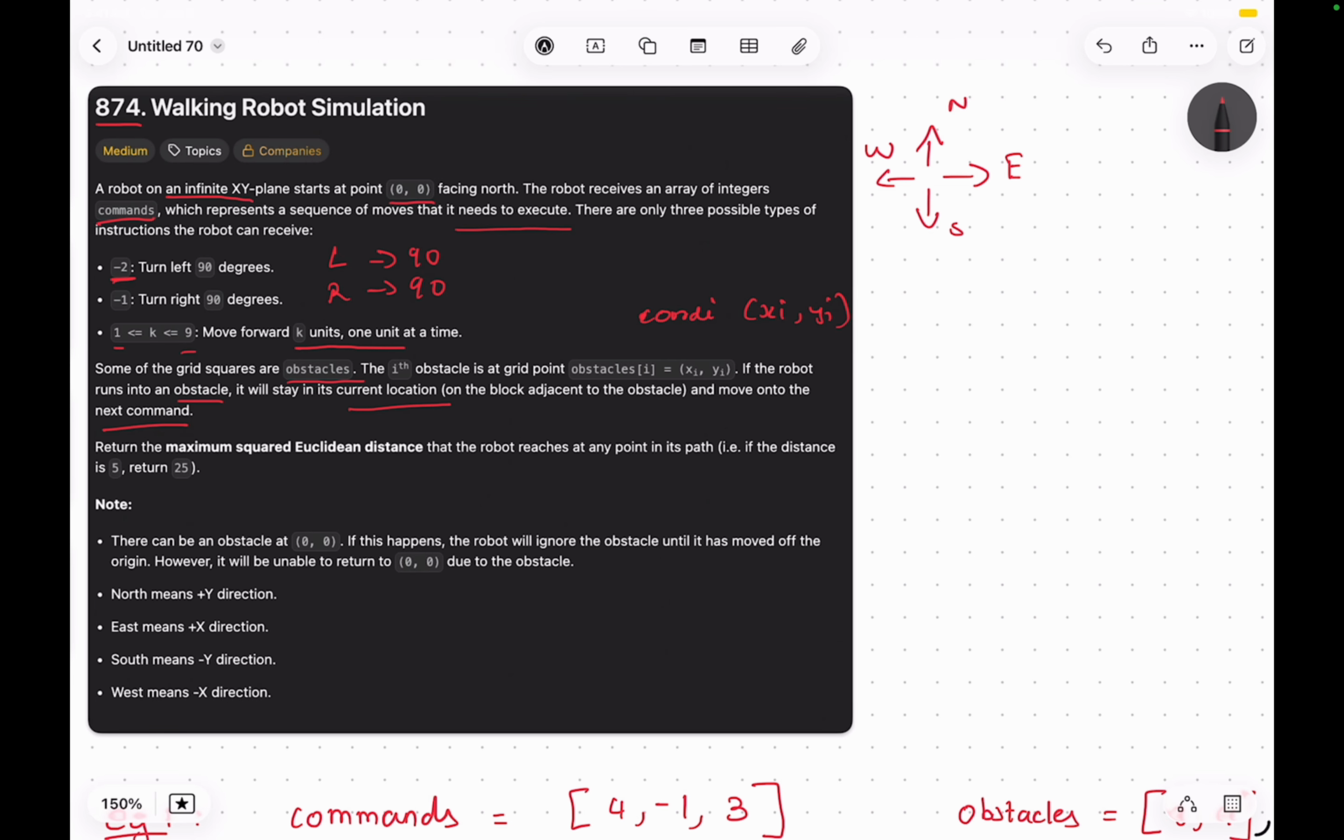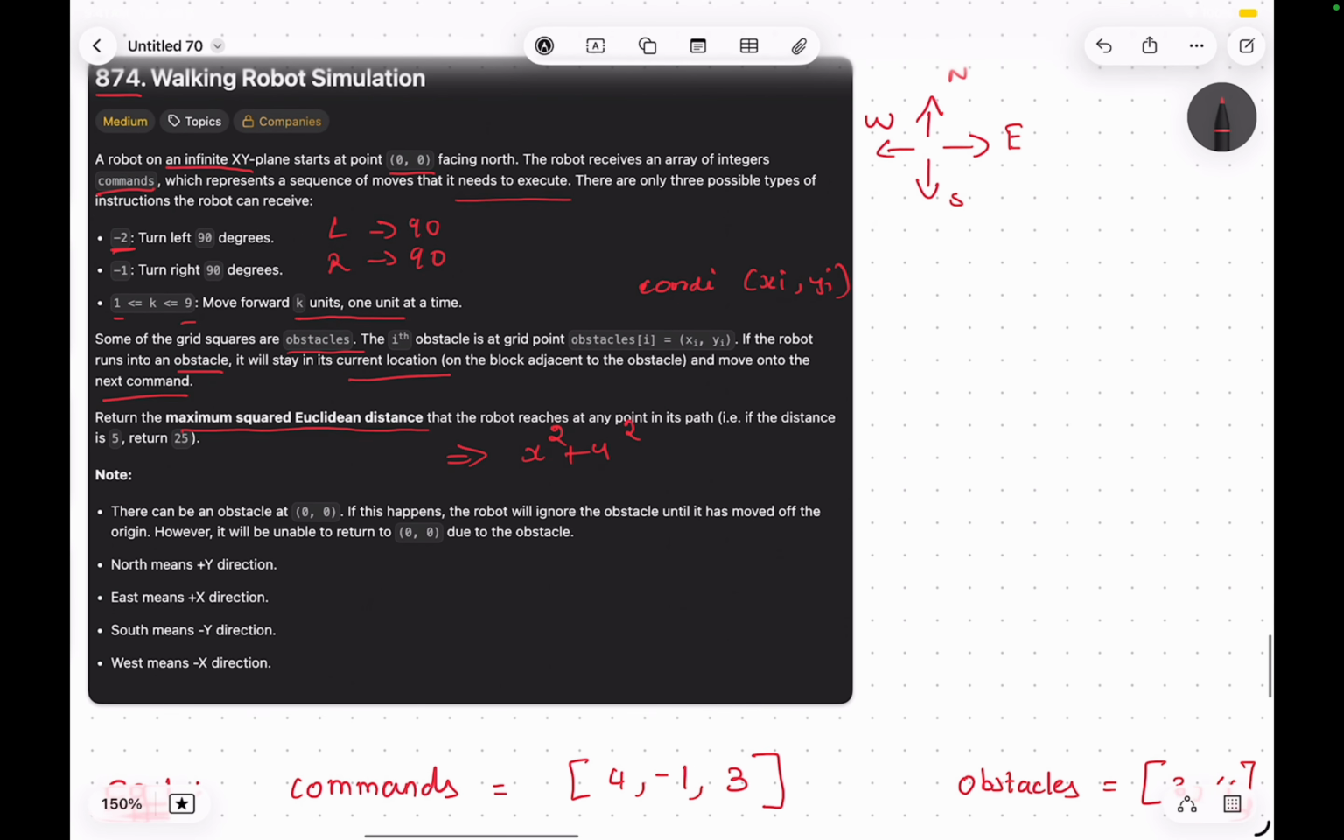Now return the maximum squared Euclidean distance that the robot reaches at any point in its path. What exactly is a Euclidean distance? Wherever we are at the current position, we can find the Euclidean distance using the formula x square plus y square. This is what you have to use to calculate the distance after you are done with the commands. So this is all about the question.